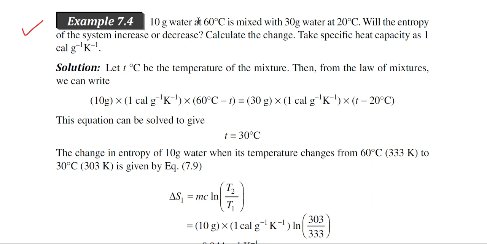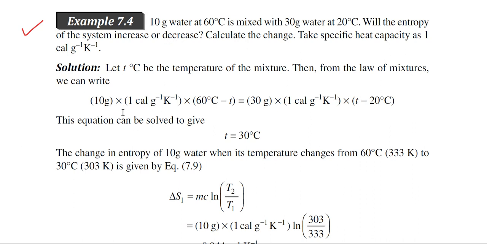So, that means the system of 10 gram water at 60 degree centigrade will lose some heat, or some heat will be evolved from this mixture, whereas the 30 gram of water at 20 degree centigrade will absorb some heat. So, these two heats will be equal, that is, the heat evolved from this system will be equal to the heat taken by the other system. As 60 degree centigrade is higher, heat will be evolved from this particular system.